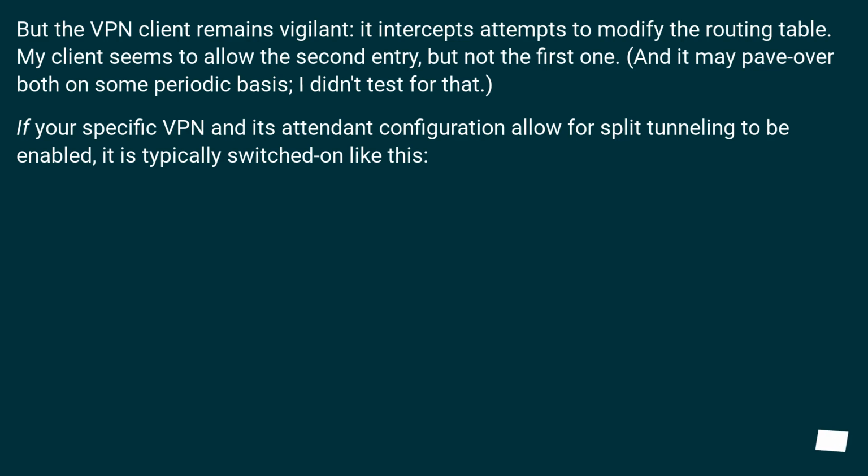But the VPN client remains vigilant, it intercepts attempts to modify the routing table. My client seems to allow the second entry, but not the first one. And it may pave over both on some periodic basis, I didn't test for that. If your specific VPN and its attendant configuration allow for split tunneling to be enabled, it is typically switched on like this.